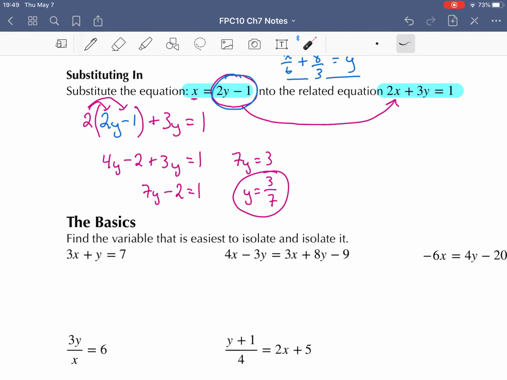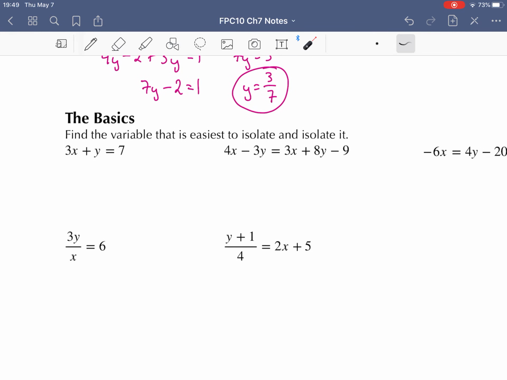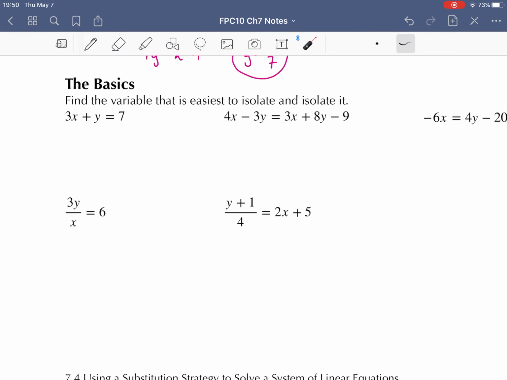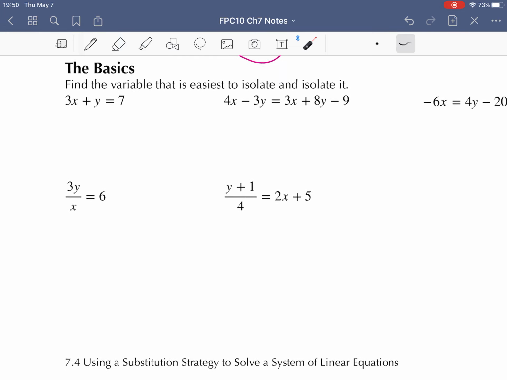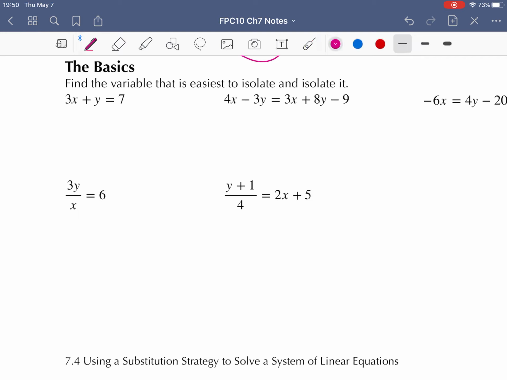All right, so down here at the bottom, I've just given you some basic practice. You want to find the variable that is easiest to isolate and isolate it. Okay, so that's what you're looking to do here. And in the first one, y is easy to isolate. I just moved my 3x over. So you're always looking for which variable is easiest to isolate.